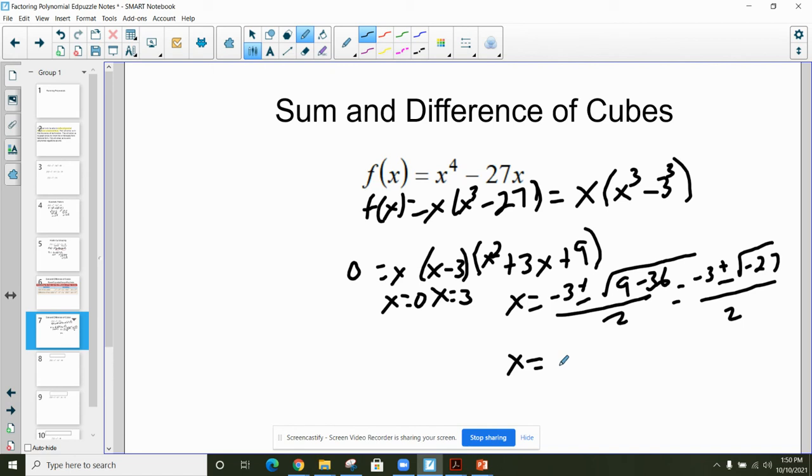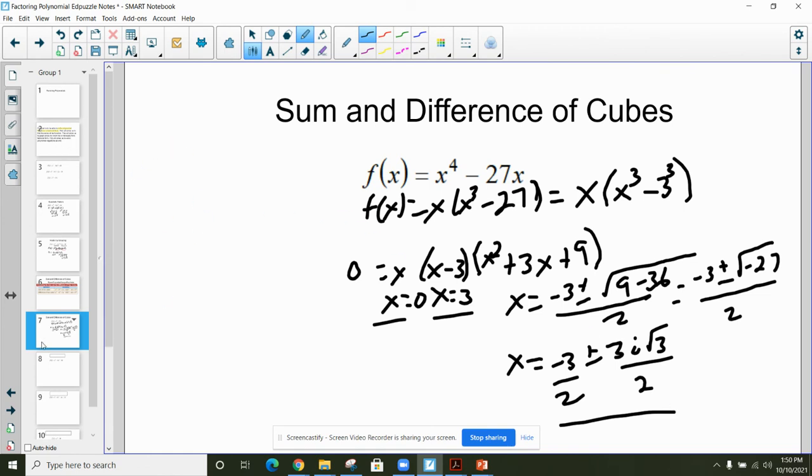And so if I continue to simplify this down, negative 3 plus or minus, so 27 is 9 times 3, so that's 3 rad 3. So negative, I'm sorry, not negative, eraser, Control Z. All right, 3i rad 3 all over 2. And I'm just going to actually break this up so it's in the right form for a complex number. So negative 3 over 2 plus or minus 3i rad 3 over 2. So those would be my 4 answers, 0, 3, and then here are my last 2 complex answers right there.